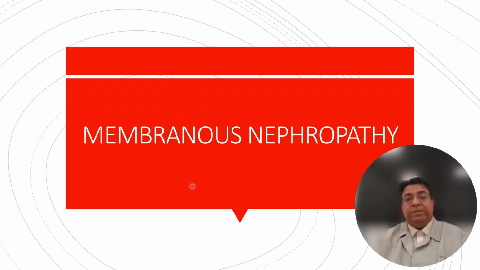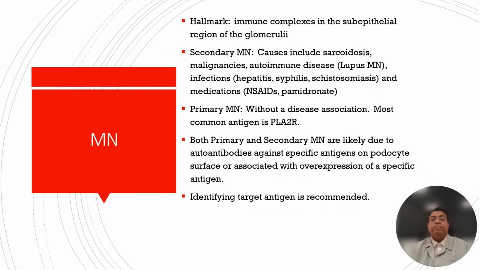Let's talk about membranous nephropathy. The hallmark of membranous nephropathy is immune complexes in the subepithelial region of the glomeruli. And antigens are being discovered, newer antigens that will result in immune complexes which deposit in the subepithelial region of the glomeruli. The first antigen that was discovered, and that is the most common antigen, is the PLA2R antigen. And other antigens are just being discovered every day.